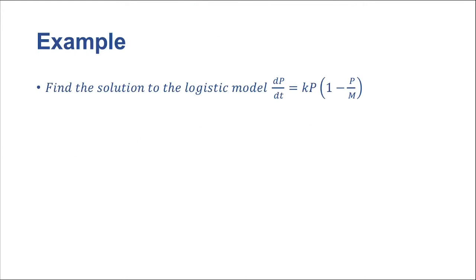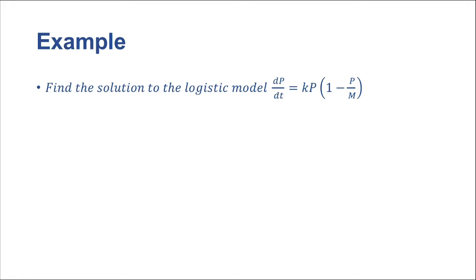All right, let's do another one. So this is going to be kind of a more abstract problem. We're going to be dealing with more of a literal equation. So we want to find the solution to the logistic model. So the logistic model, as we saw earlier, the law says dP/dt is equal to kP times 1 minus P over M.